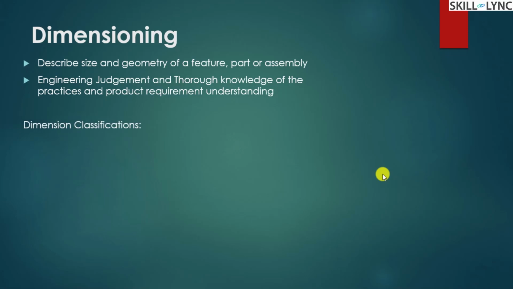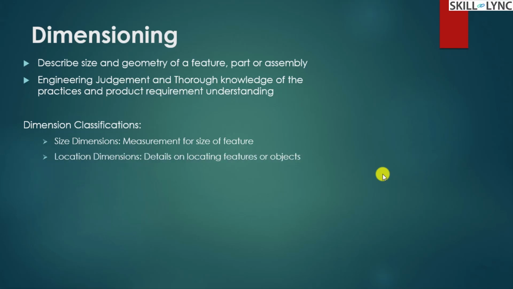So next, the different classifications of dimensions. Typically it's classified into two types. The first is the size dimension, wherein the dimensions are measures of the size of a feature, and next we have a location based dimension. That means these dimensions detail the locating of features or the objects.